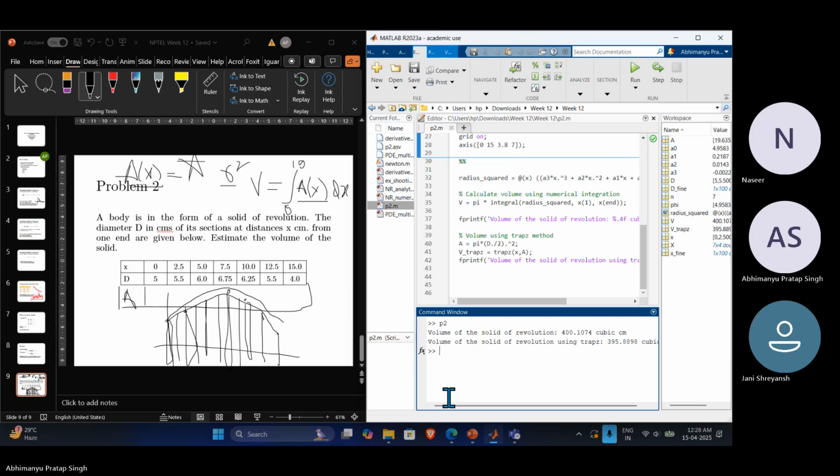Okay. So this is the problem where we used the integral function along with the curve fitting, right? Okay. So any doubt in this? Any doubt that you guys have, not only in today's lecture, but anything related to the exam or the syllabus till week 9?